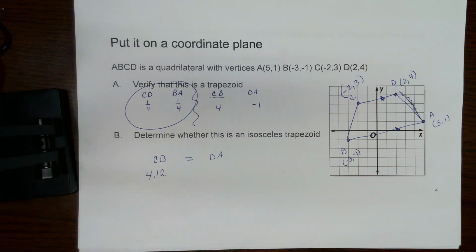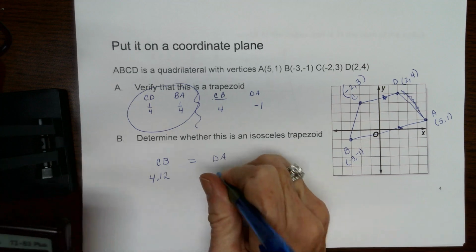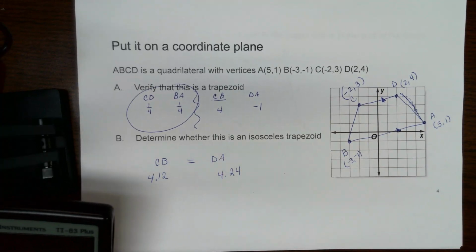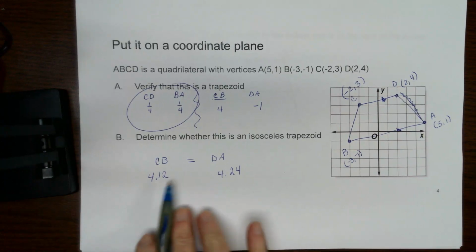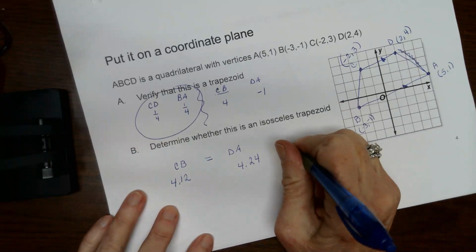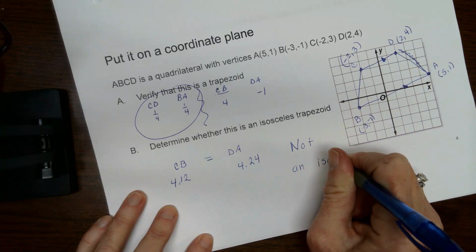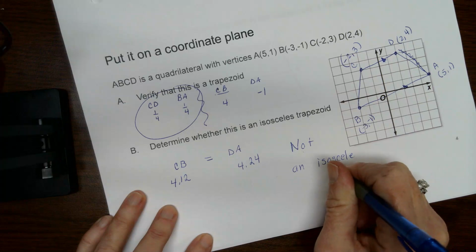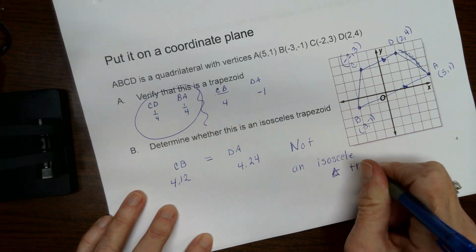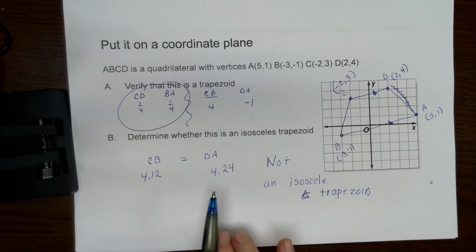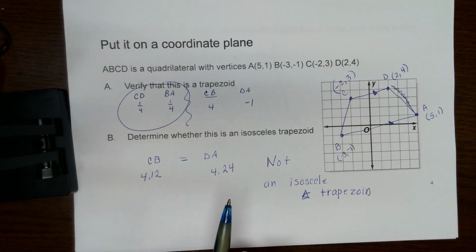So I have (2, 4) and (5, 1), and it has a distance of 4.24. Now you can see that those are not the same. So therefore, this is not an isosceles triangle. Or not triangle, trapezoid. So be careful on your looks, because it sure looks like it would be, but when you put those measurements in there, you discover that it's not. Okay?